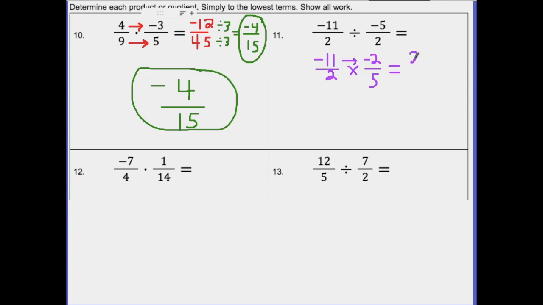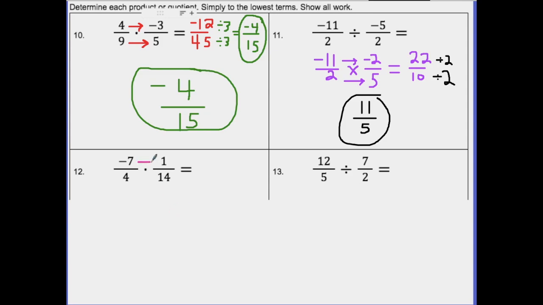Negative times negative, we get positive. So we get 22. 2 times 5, 10. And then these, we can divide this by 2 over 2. They're both even numbers. And you can write this as a mixed number or an improper fraction. Either way is okay. So I get 11 over 5, and you can leave it like that.